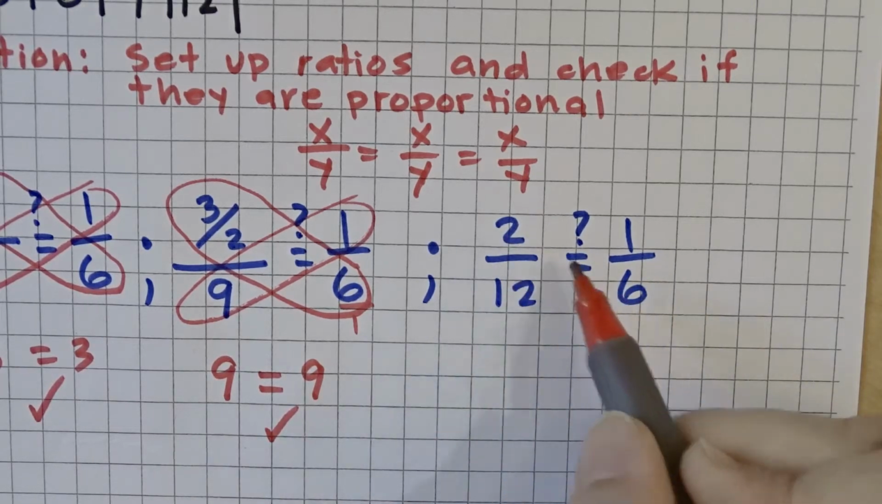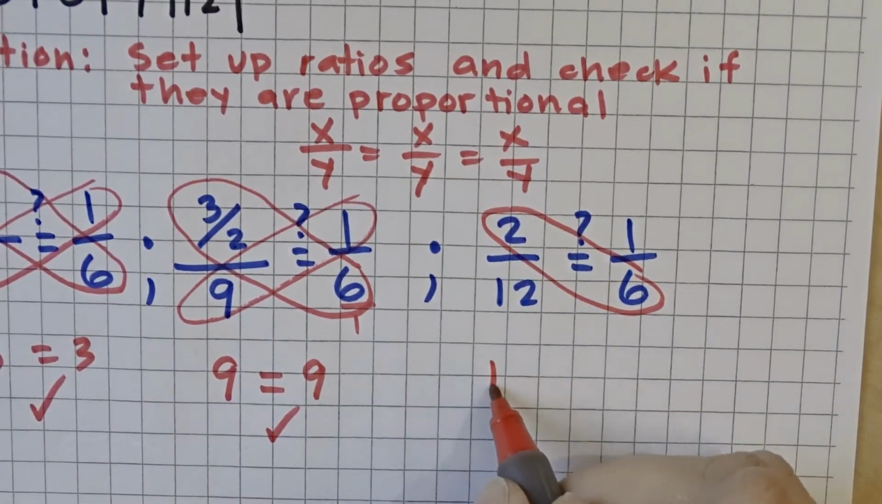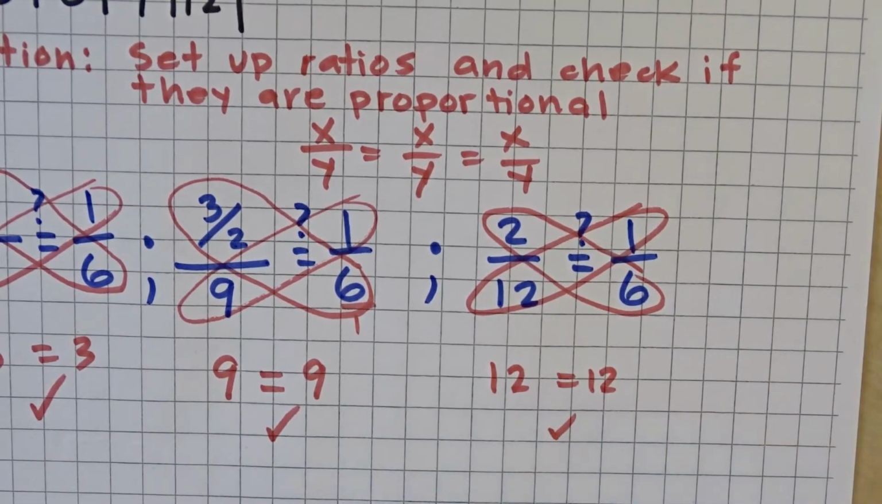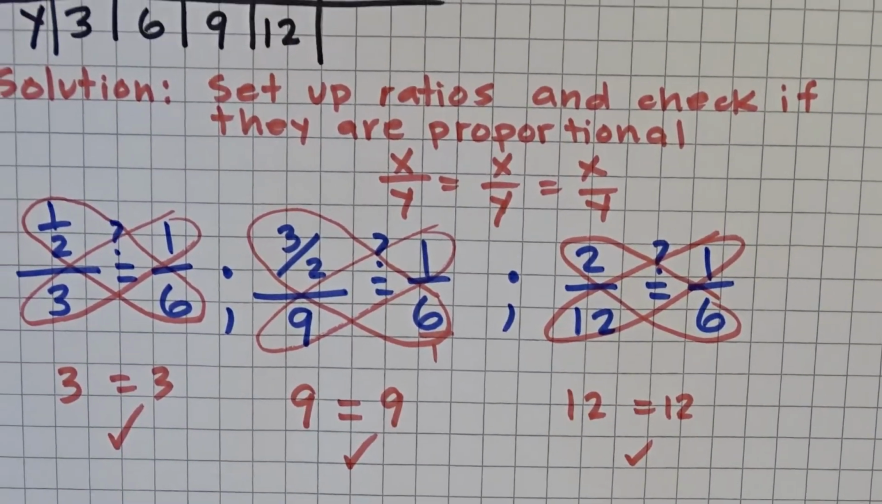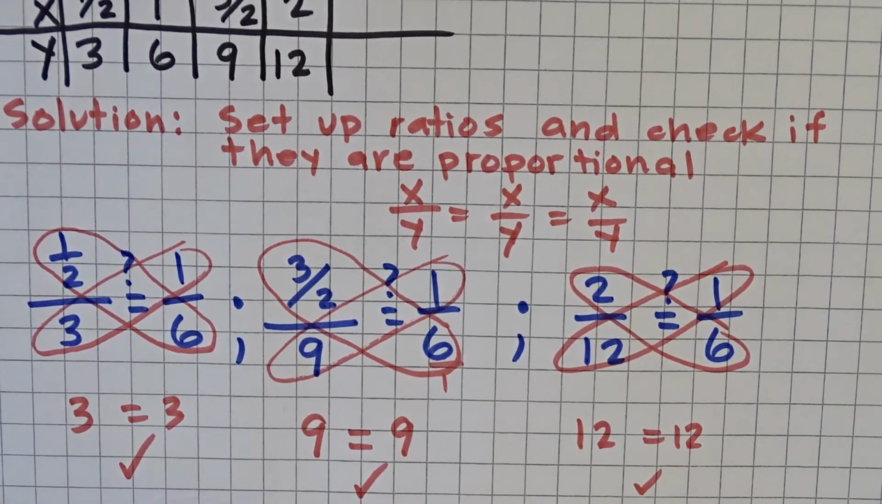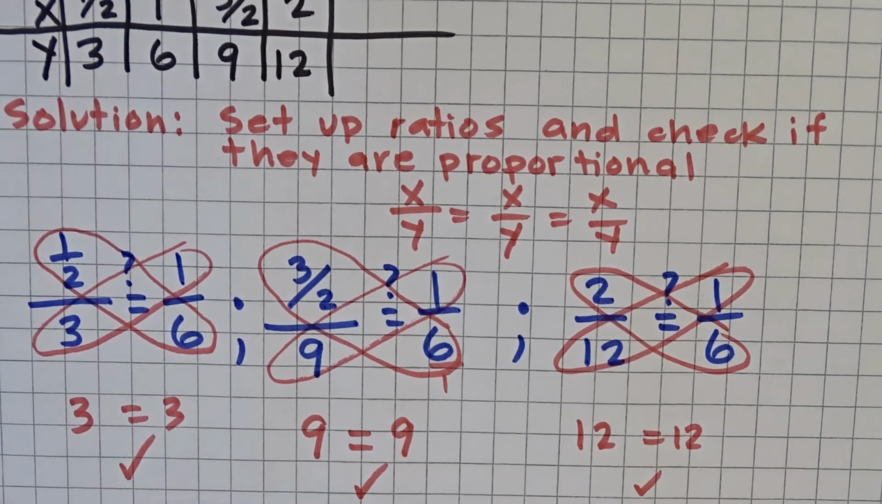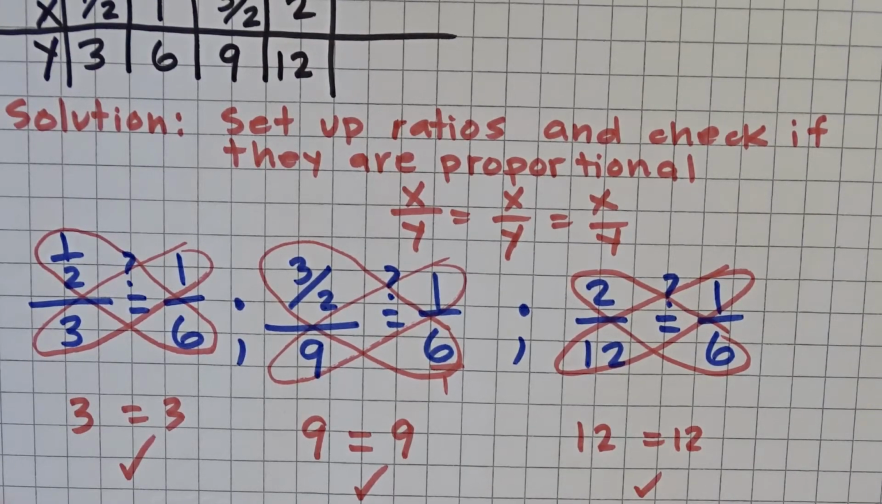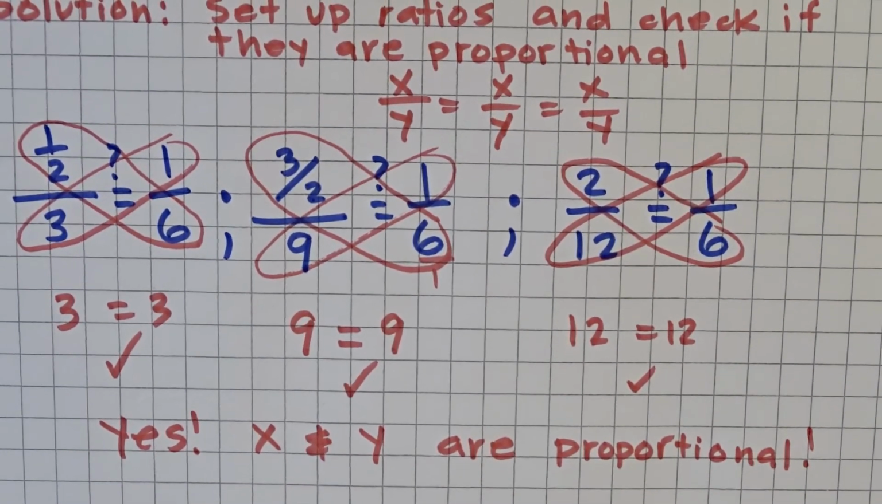And 6 times 2, that's 12. And 12 times 1 is 12. That checks. So therefore, they are proportional. Yes, x and y are proportional. And there you go.